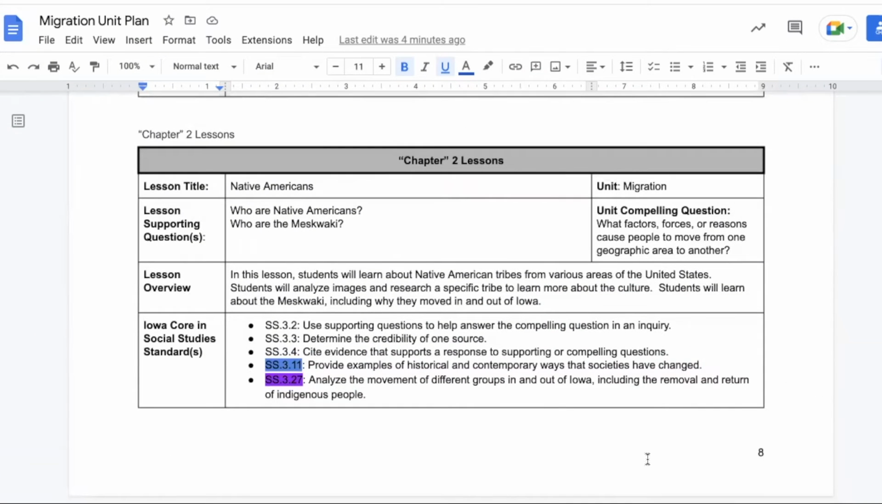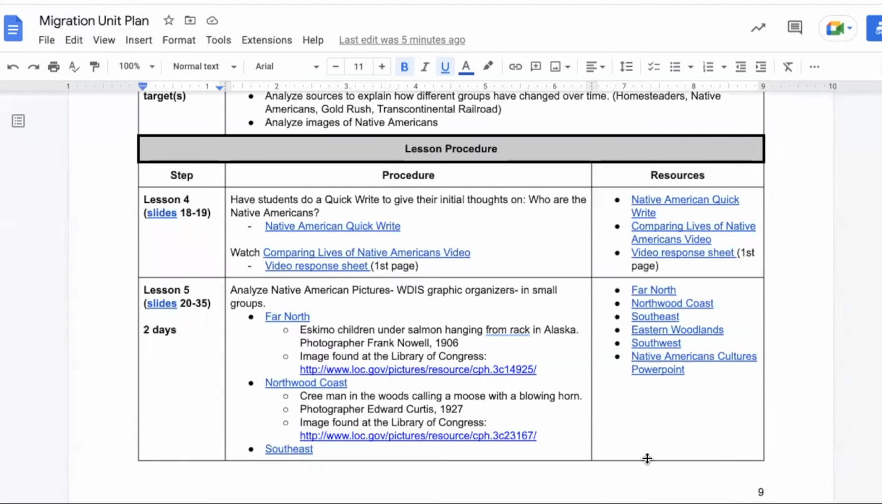Chapter 2 is entitled Native Americans, so we're focusing on various Native American tribes. We're looking at the Meskwaki, and we're finding out why the Meskwaki moved in and out of Iowa. So in lesson 4, we have a quick write on who are the Native Americans, and we have a comparing lives of Native Americans video and a video response sheet.